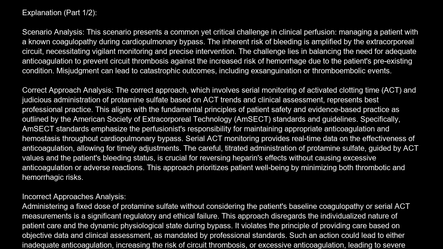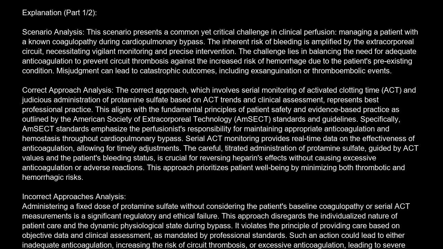Correct approach analysis. The correct approach, which involves serial monitoring of activated clotting time (ACT) and judicious administration of protamine sulfate based on ACT trends and clinical assessment, represents best professional practice. This aligns with the fundamental principles of patient safety and evidence-based practice as outlined by the American Society of Extracorporeal Technology, AMSECT, standards and guidelines. Specifically, AMSECT standards emphasize the perfusionist's responsibility for maintaining appropriate anticoagulation and hemostasis throughout cardiopulmonary bypass.